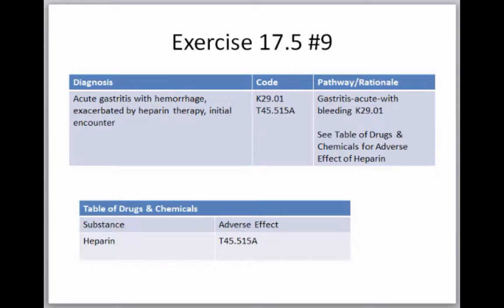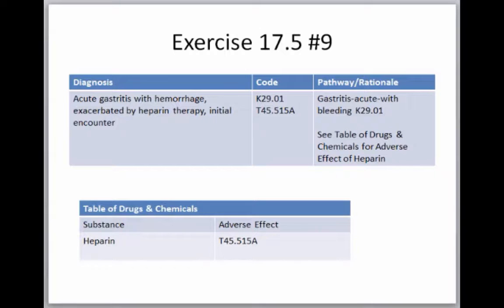Here is our next code, exercise 17.5, number 9. Acute gastritis with hemorrhage exacerbated by heparin, initial encounter. As I'm thinking of it, I am trying to give you in the diagnosis the type of encounter, whether it's initial, subsequent, or a sequela. In the real world, in a medical record, you would be reading the information and you would be determining from the information if this was an initial encounter or a subsequent encounter or we're treating the sequela.